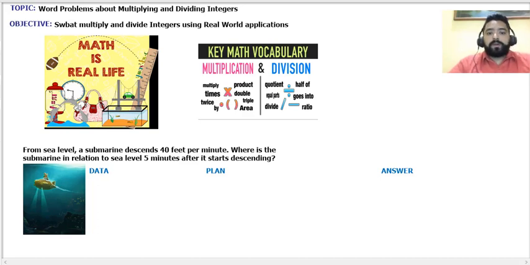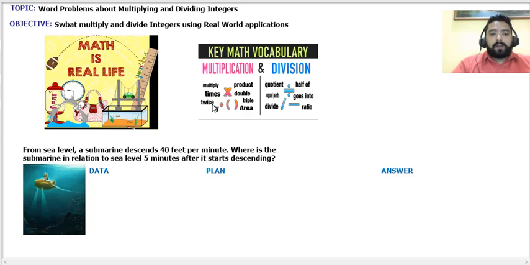To solve real world problems, you have to use some key math vocabulary. In this case, we are going to use only words for multiplications and divisions. You have to try to identify in the word problem what word is related with multiplication or division. And remember, integers are everywhere. So we are going to start to solve it.